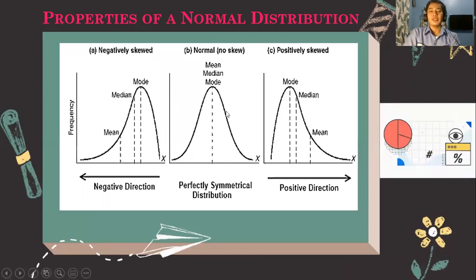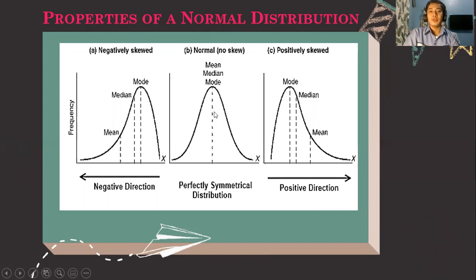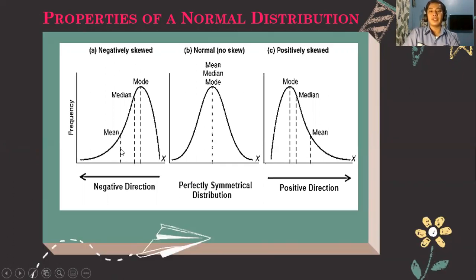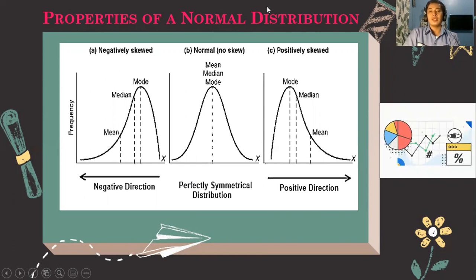So look at the skewness. For a perfectly symmetrical distribution, the mean, the median, and the mode coincide at the center. When the curve is negatively skewed, the mode, the median, and the mean have different positions. Okay? When it is positively skewed, the mode is located on the left side and the mean is still in the middle. So they do not coincide with each other.